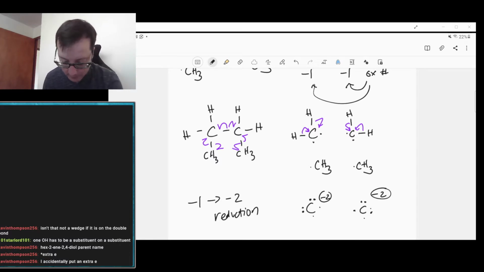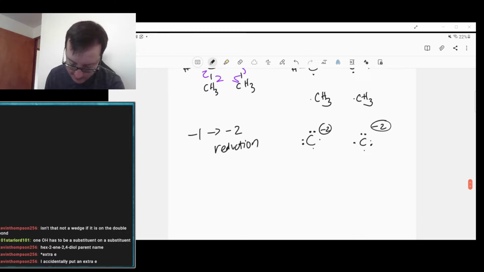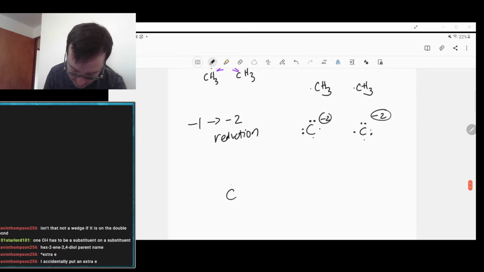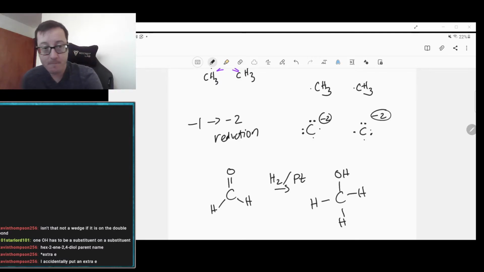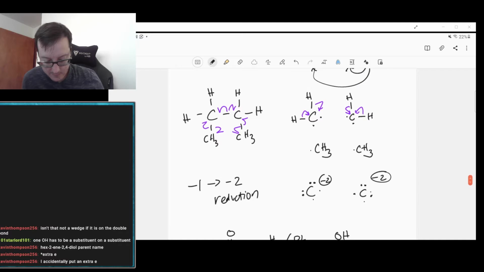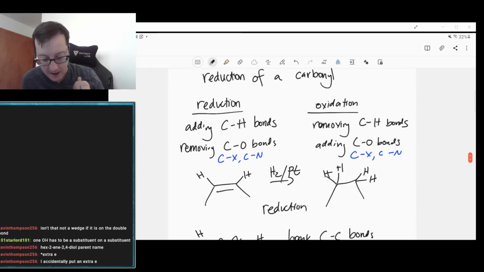All right, let's take a look at it with something with oxygen. We're going to see that if we take a carbonyl compound, we can also treat it with H2, and we'll end up with an alcohol, putting an H on both the carbon and the oxygen. If we want to think about this the easy way, we want to look at, are we adding CH bonds or removing CH bonds?